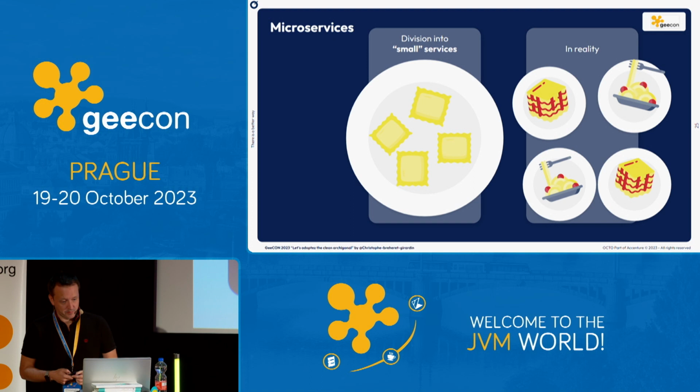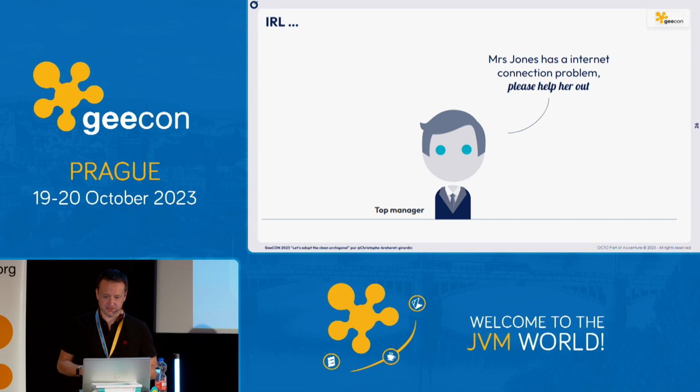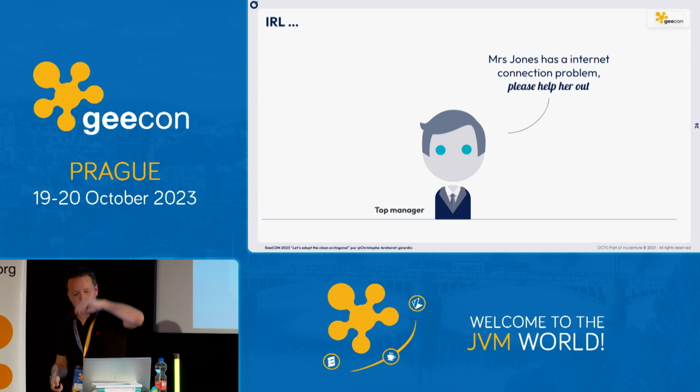For those who never worked with microservices, it's like Mr. Jones has an internet connection problem. So for the internet, you have a block in the street, a lot of blocks. So everything is for the connection of the people on the street. But when you open it, you can have this.